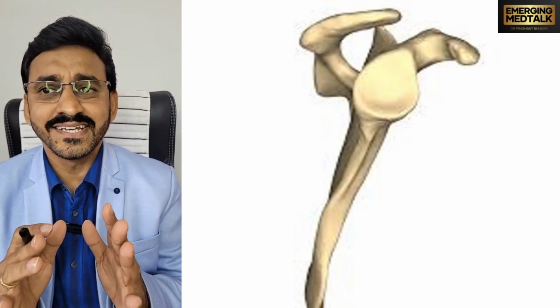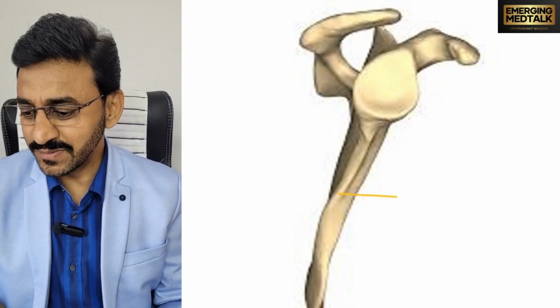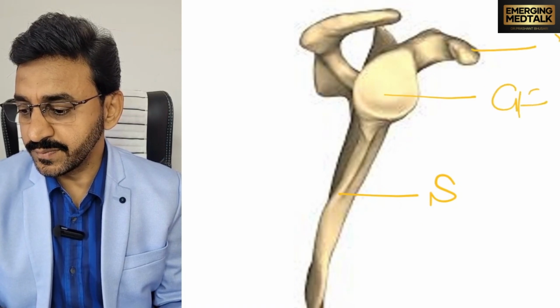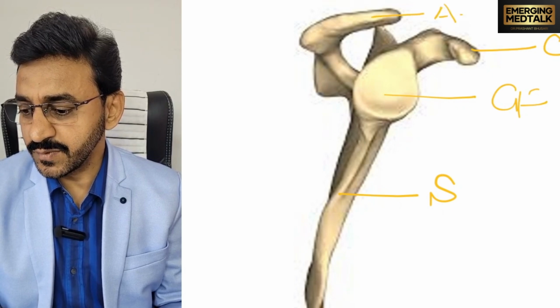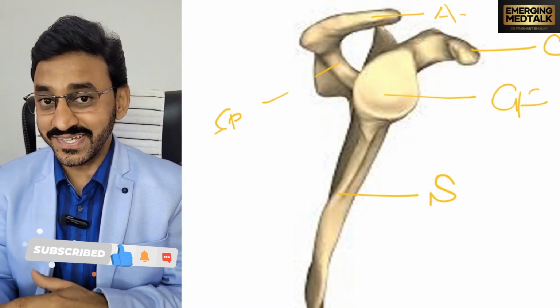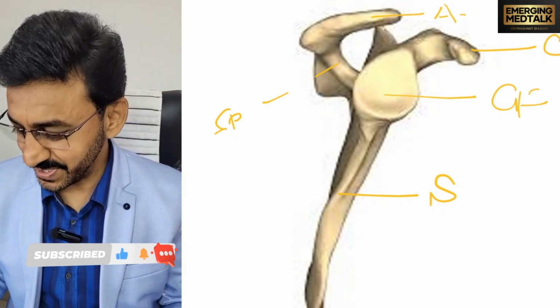We can see very clearly the body of the scapula, the glenoid fossa, the coracoid process, the acromion process, and the spinous process, and how it appears on the X-ray we have already seen.